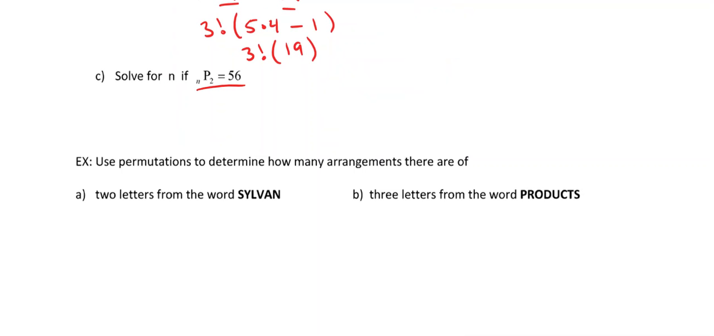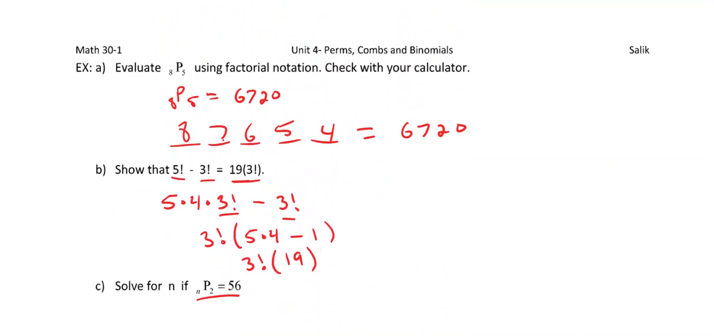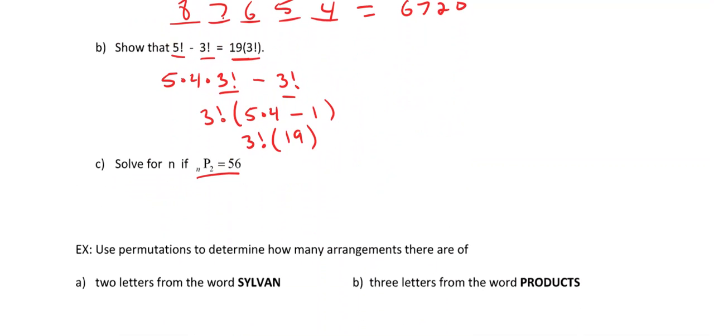Solve for n. Okay, so now it's written in this form and it wants us to solve. This isn't going to be very useful the way it's currently written. So what I'd rather do is write out our equation, right? So we've got nP2 is equal to 56. So I'm going to rewrite this as n factorial, just using my equation, over n minus 2 factorial is equal to 56.